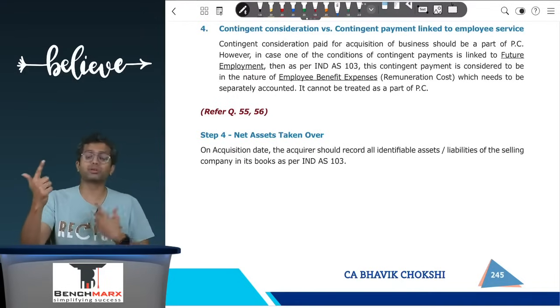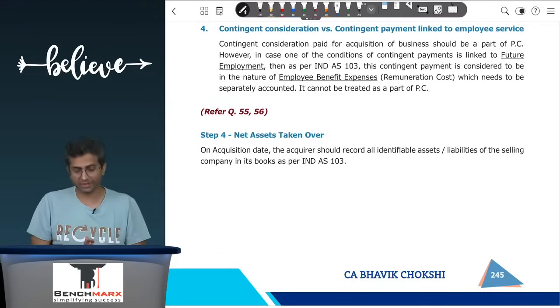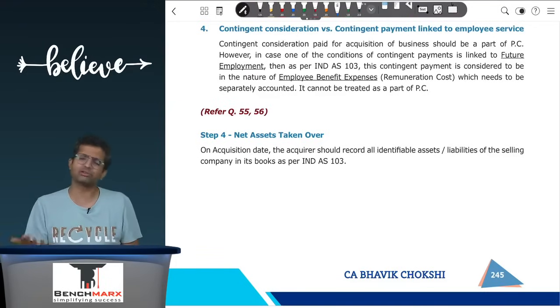Second, you will take them over at fair value because it is an actual acquisition from a third party. So you will take them over at the fair value, not at the carrying value. If nothing is given, you assume that the carrying value equals the fair value, but the first preference has to be given to the fair value.